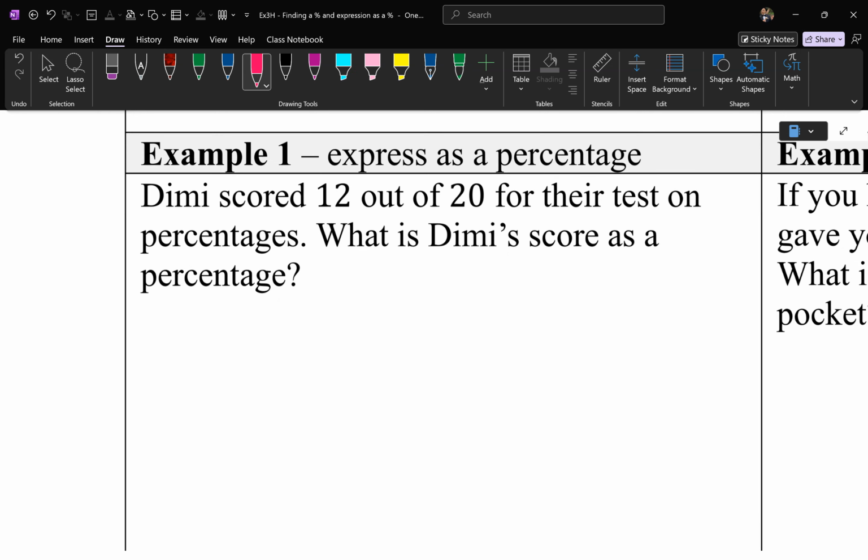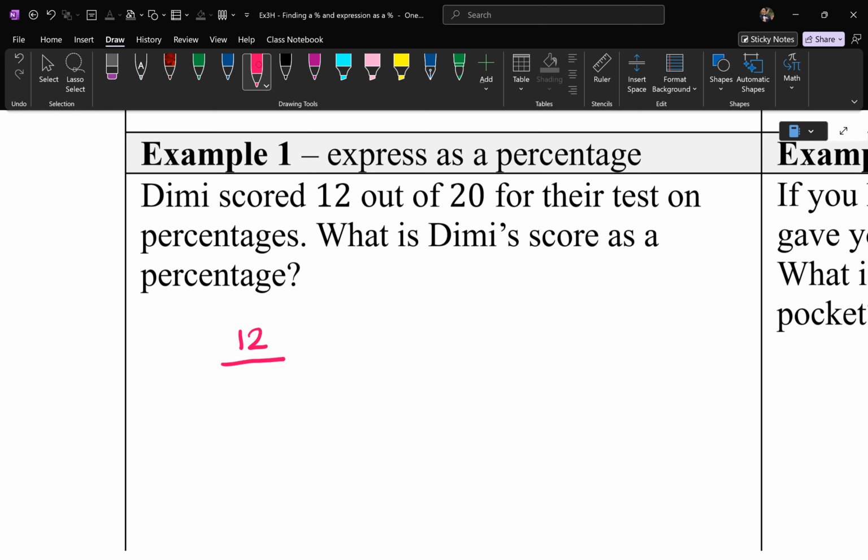Example 1 says, Dimmy scored 12 out of 20, right, for their test on percentages. So what is Dimmy's score as a percentage? Kind of like you, if you did your test, it was out of 20 and you got 12 and you want to know what the percentage is. It was pretty straightforward from here.